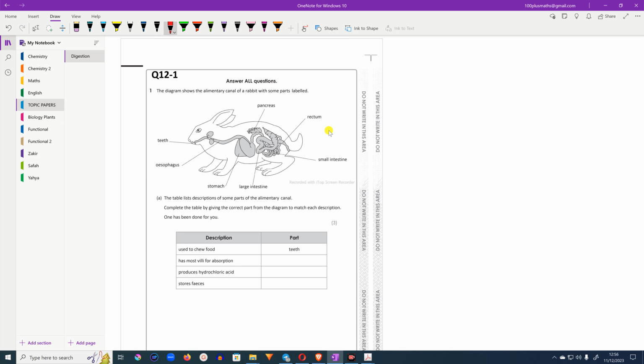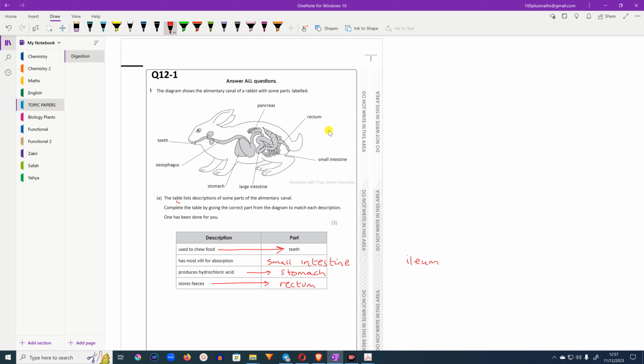Right, so you've got teeth, esophagus, stomach, large intestine, small intestine, rectum, and pancreas. Complete the table. So you use to chew the food: your teeth. Has most villi for absorption, so it's the small intestine. It's normally the second part of the intestine, and that's called the ileum. Produces hydrochloric acid, and we know that is the stomach. Stores feces, the rectum.